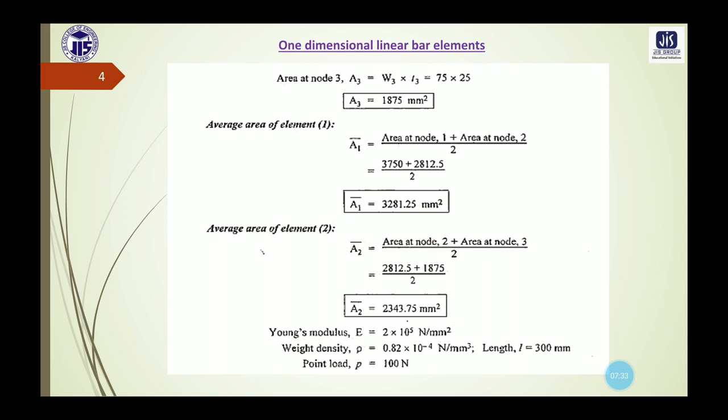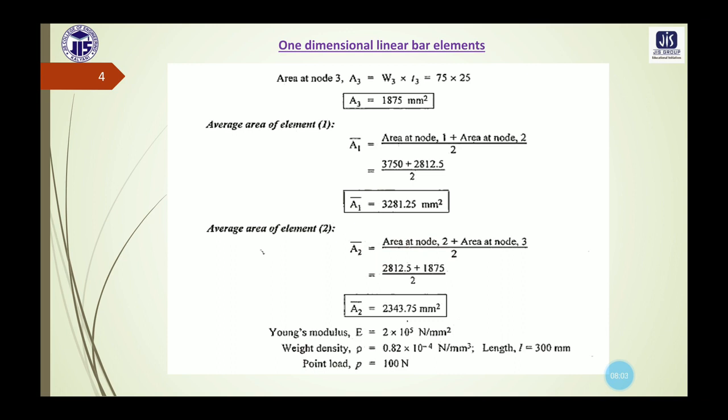So in this way, considering the tapered bar as a stepped bar, we have calculated the area of the two different elements. Now the Young's modulus is given as 2 × 10^5 Newton per millimeter square. Weight density is given as rho = 0.82 × 10^-4 Newton per millimeter cube. The length of this bar is given as 300 millimeter.